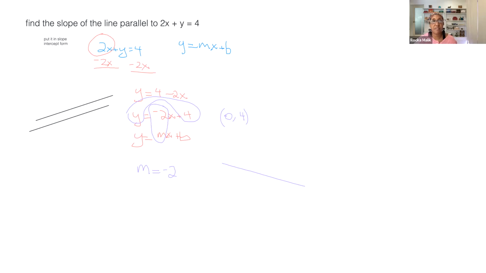Okay, so you have the slope of the line parallel to this. If we wanted to write the equation of that line, write the equation of the line, what do I need? What is the least bit of information I need to graph a line?